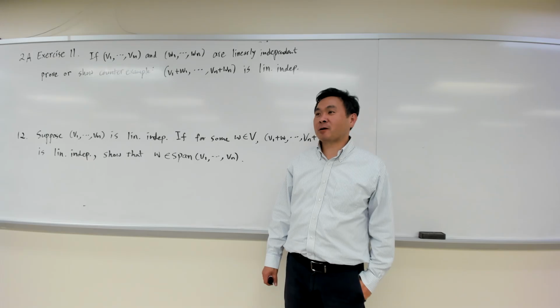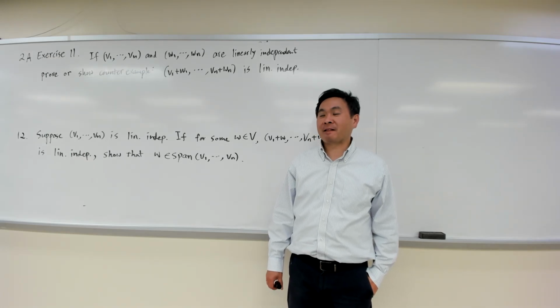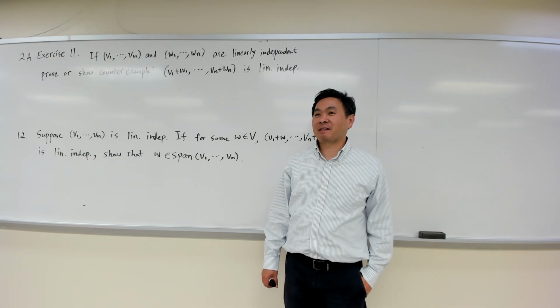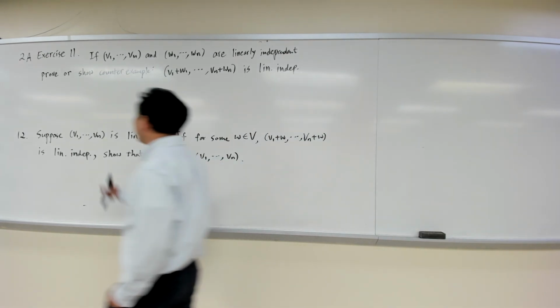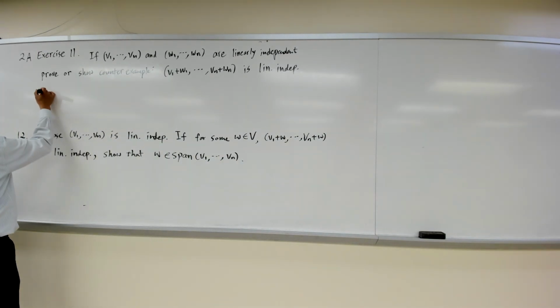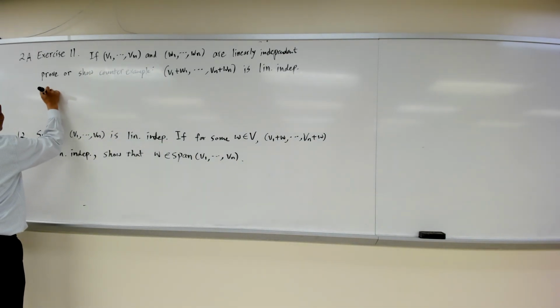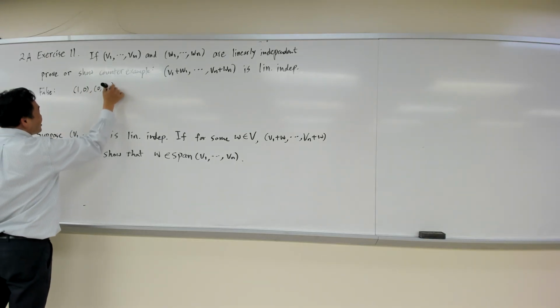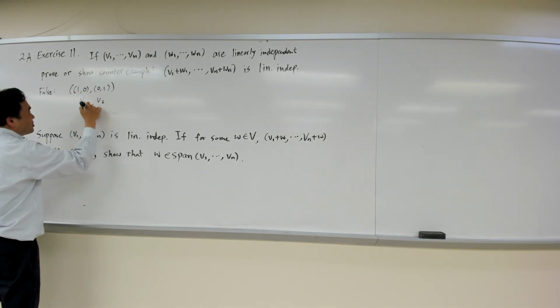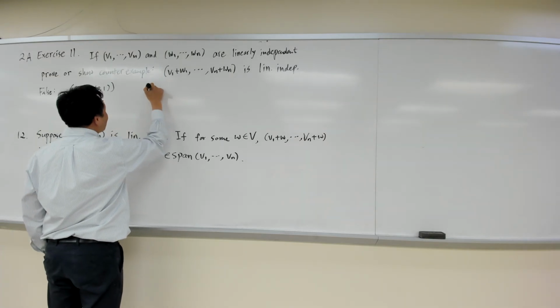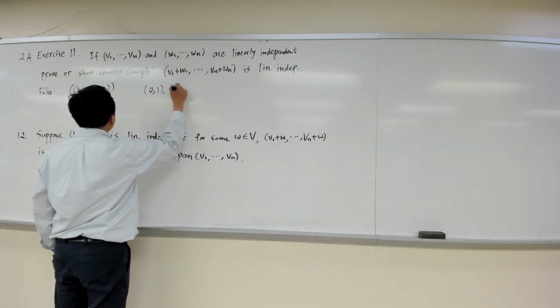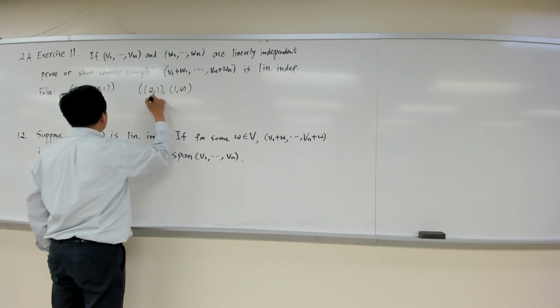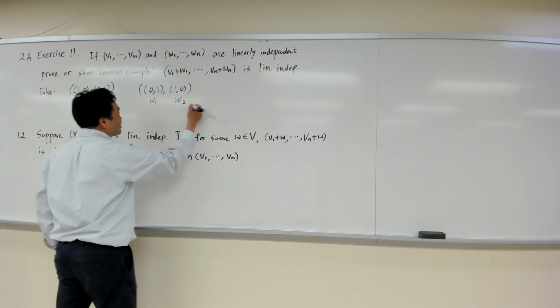False. Why? Imagine the lists are the same, but their first two elements are swapped. That's very good. Yeah, so false. Just take (1, 0), (0, 1) to be V1, V2, and then (0, 1), (1, 0) to be W1, W2.